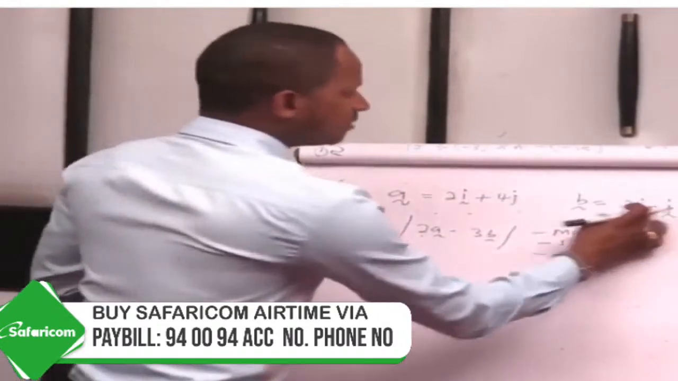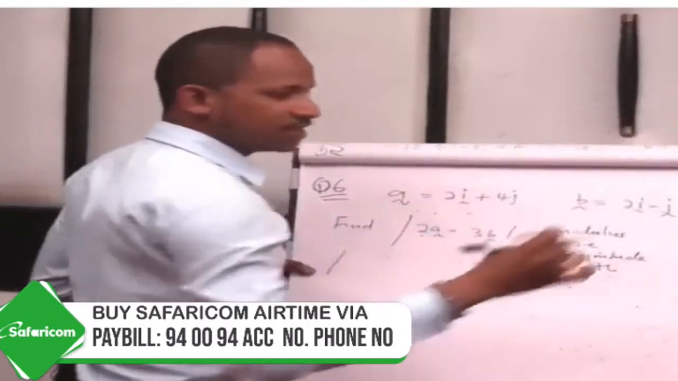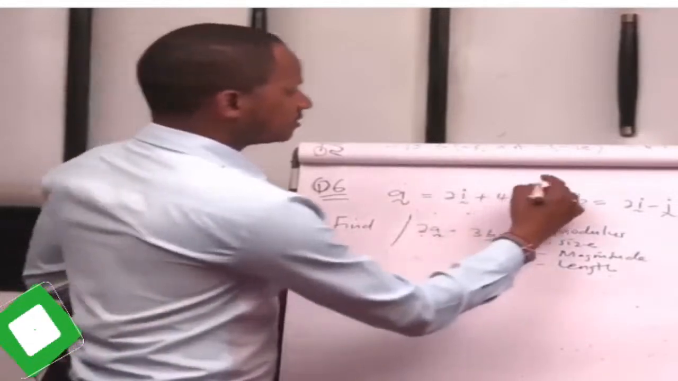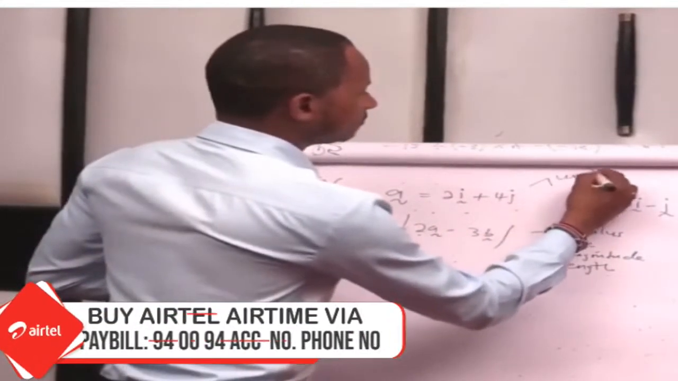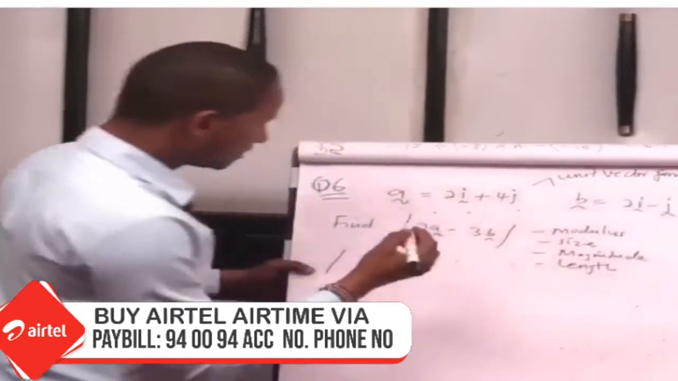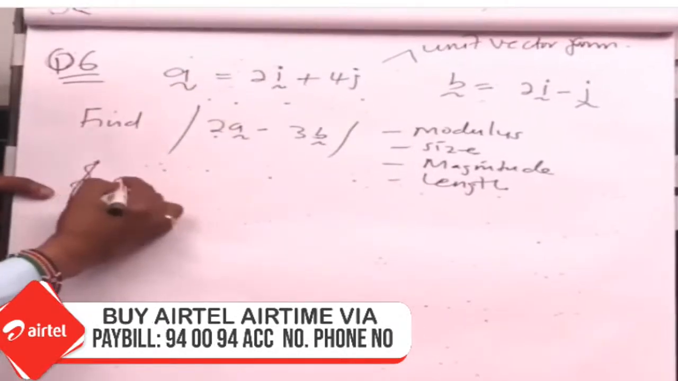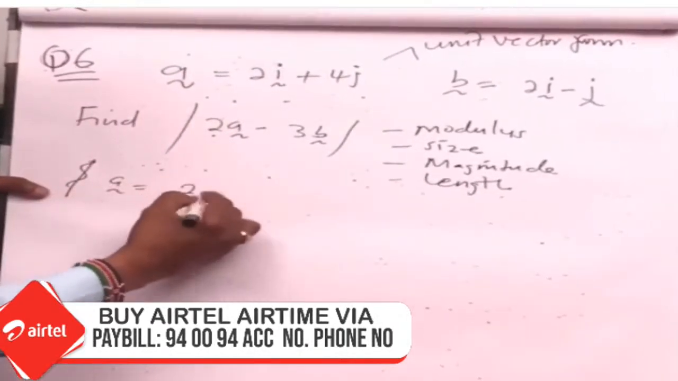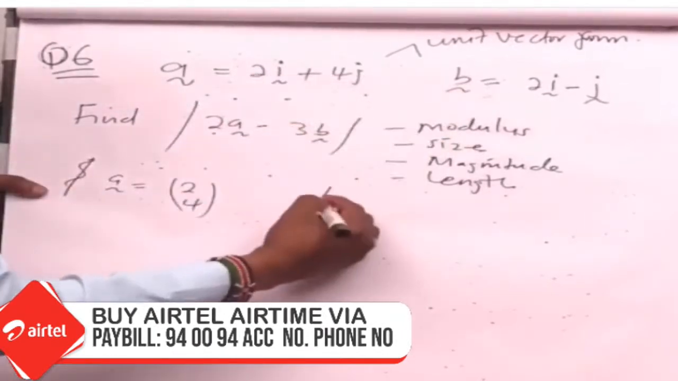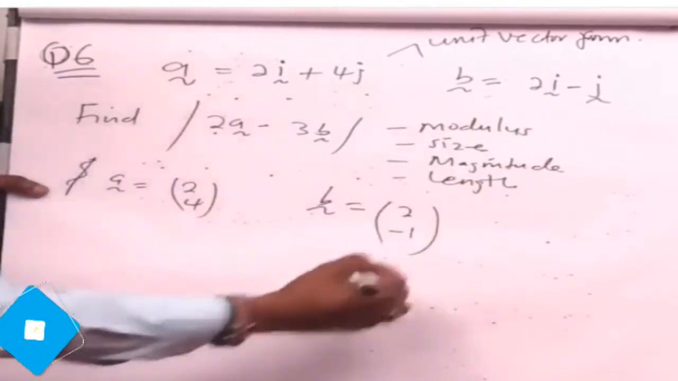This one is given in the unit vector form, the unit vectors i and j. Write it in the column vector form. So A can also be written as 2, 4, and B can be written as 2, minus 1.